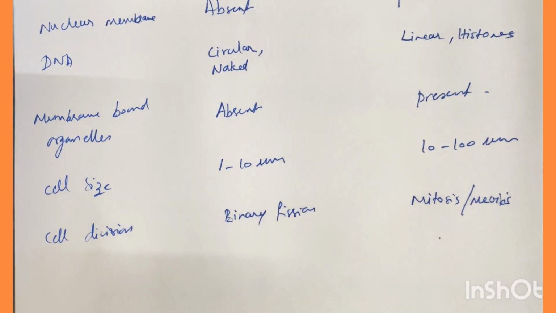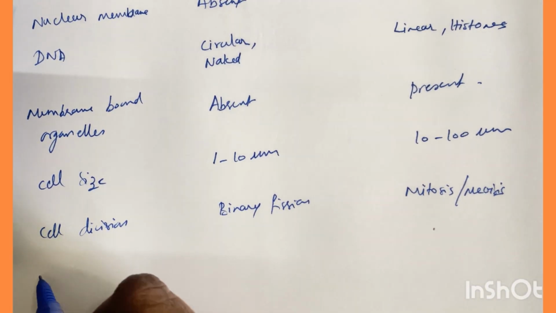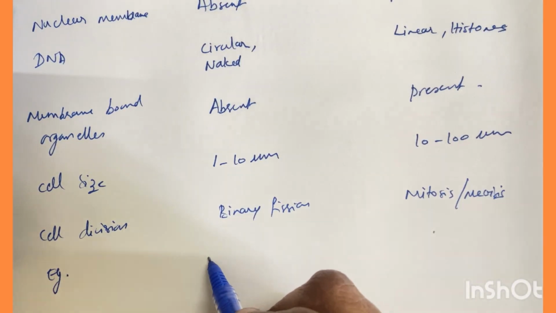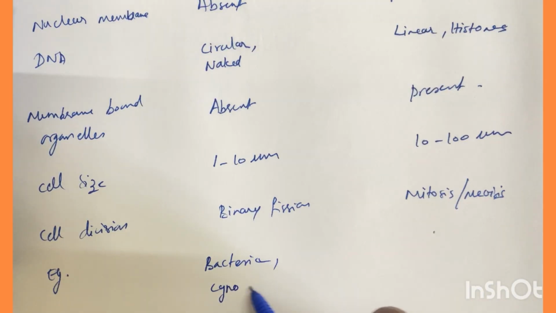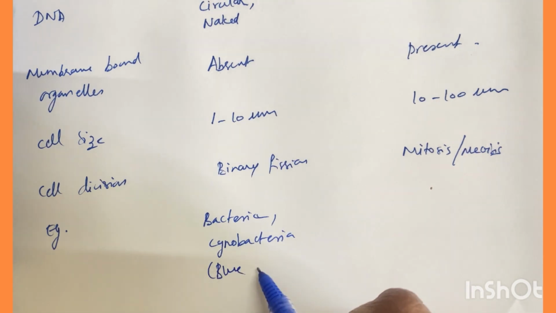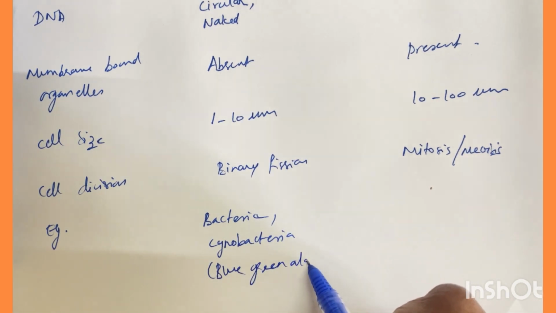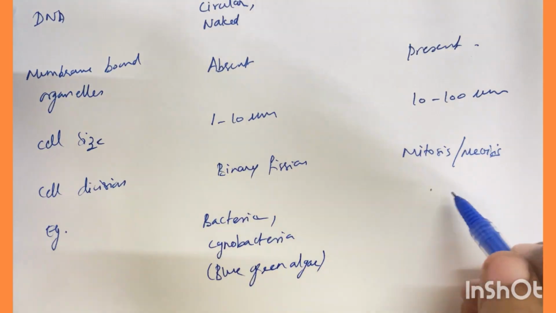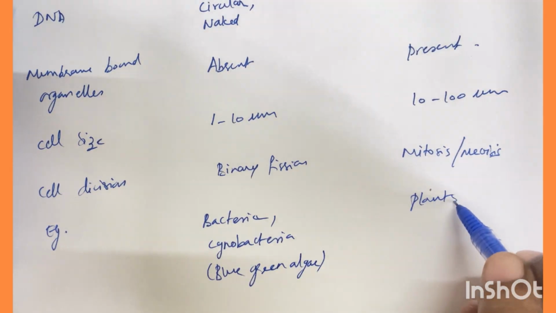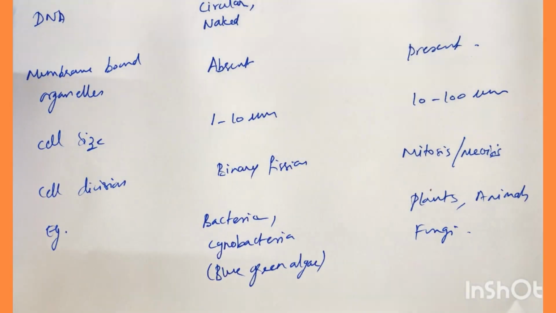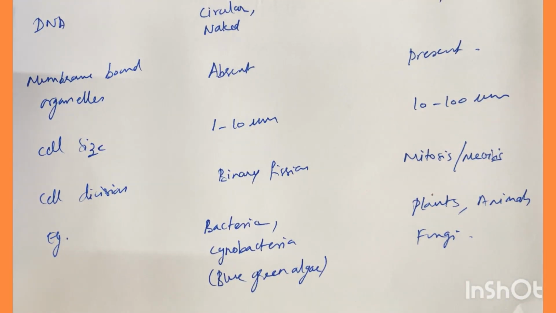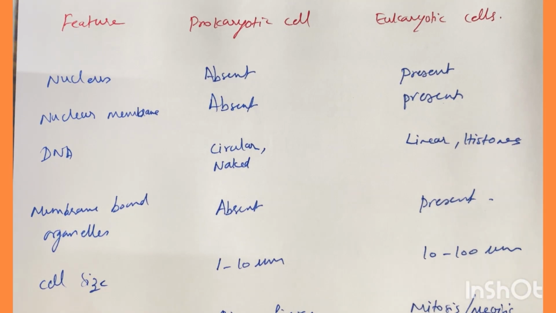Okay, now we have seen all this. Let us look at some examples of a prokaryote. Examples are bacteria and cyanobacteria. Okay, cyanobacteria are also called blue-green algae, right? And in eukaryotes you can definitely say the examples are plants, animals, fungi, etc. Okay, so these are the major differences or the comparison of a prokaryotic and eukaryotic cell.